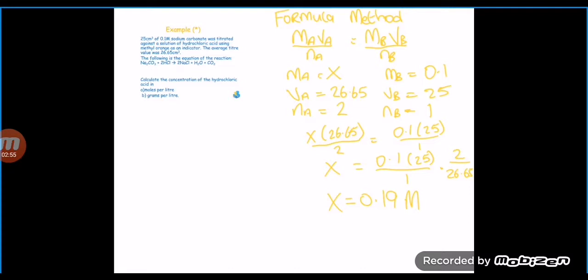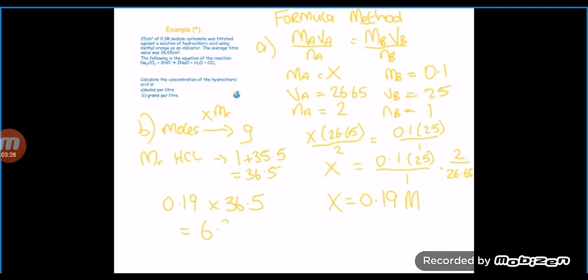So now you want to get that concentration in grams per litre, and that was part A. So if we do part B down here, we know that to go from moles to grams, you must multiply by the molecular mass. Because this is the acid that we're looking at, you need to find the molecular mass of HCl, and that's equal to 36.5. So you simply do your 0.19 multiplied by 36.5, and you get 6.95 grams per litre.